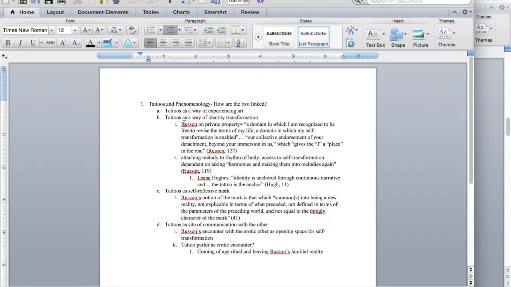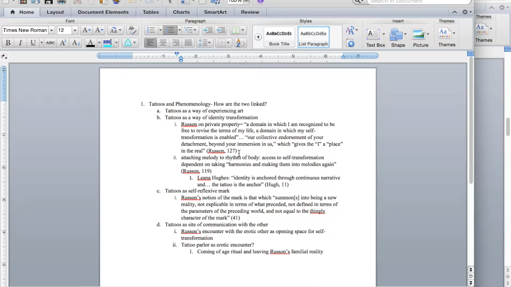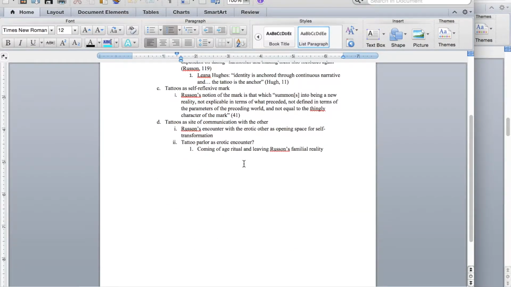From there, I started to look into the text. Russin was the author that we were looking at. So I started looking in his text for ideas that could support my idea of phenomenological tattoos. I would pull out sections of the text that I think could be useful, and I would simply copy and paste them onto a Word doc.